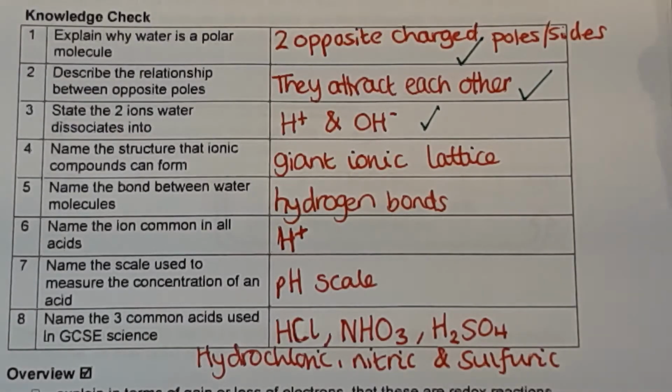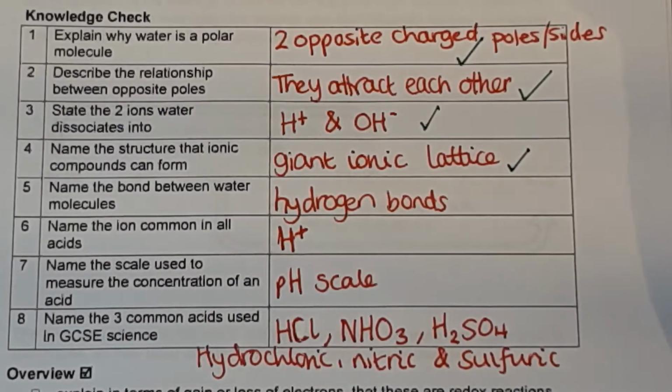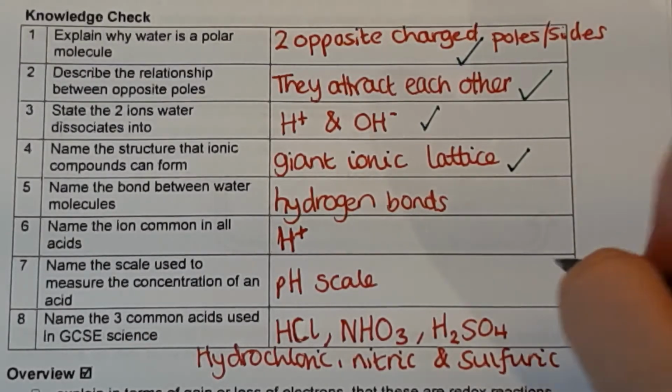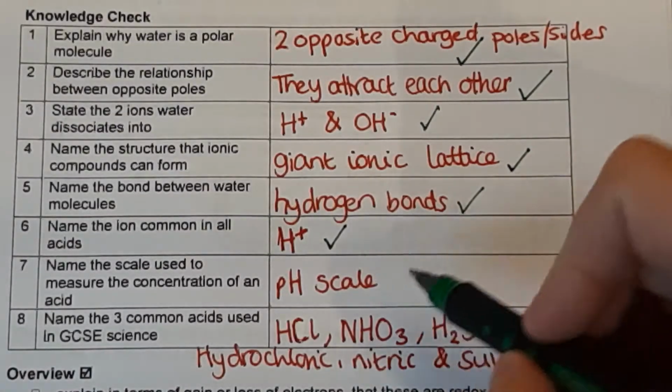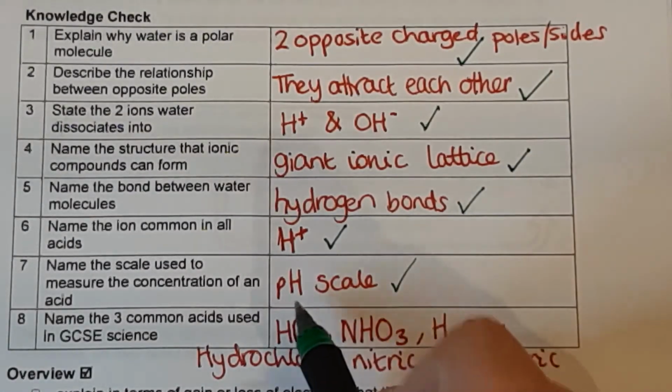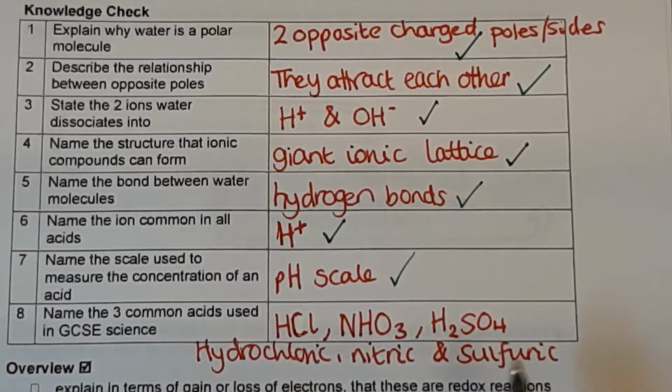Question 4. Name the structure that ionic compounds can form. That would be giant ionic lattices. Question 5. Name the bond between water molecules. Hydrogen bonds. Question 6. Name the ion common in all acids, H+. Question 7. Name the scale used to measure the concentration of an acid. It's the pH scale, and that's a lowercase p and a capitalised H. Question 8. Name the 3 common acids used in GCSE science. So HCl, that's hydrochloric acid, HNO3, nitric acid, and H2SO4, sulfuric acid.